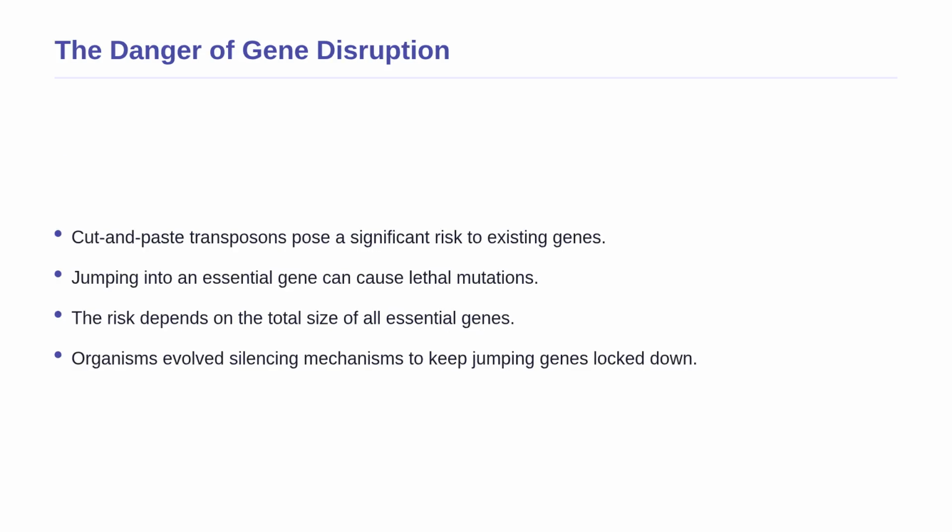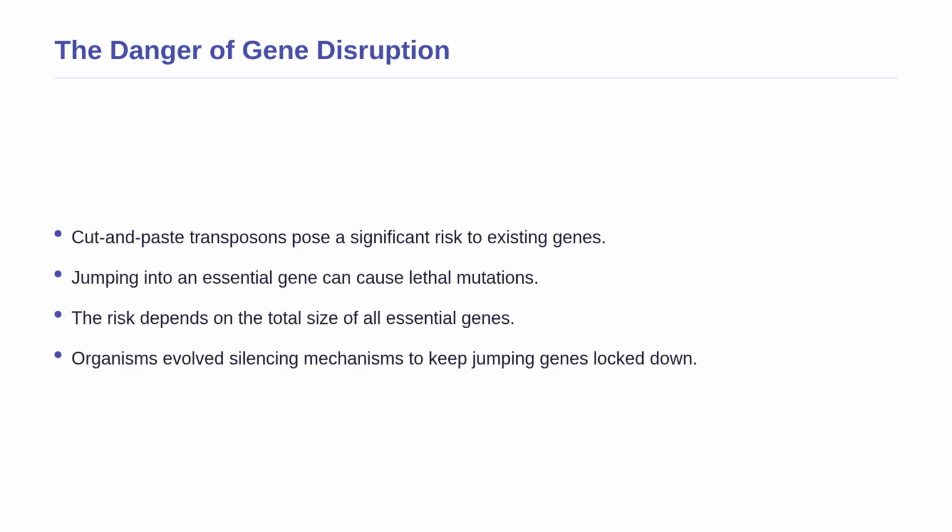While retrotransposons expand the genome, the cut and paste transposons present a different kind of challenge. This brings us to the danger of gene disruption. When a transposon jumps to a completely random location, there's a risk it might land right in the middle of an essential gene. If this happens, it can disrupt the gene's function and cause a lethal mutation. The likelihood of this catastrophic event depends heavily on how much of the genome is actually made up of essential genes compared to non-essential DNA.